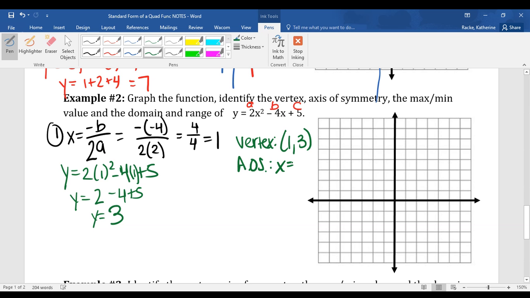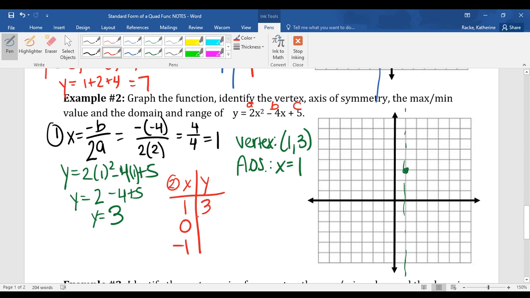is x equals 1. Okay, so let's go ahead and point that. 1, 3. Axis of symmetry here. It is going to open up because our 2x squared is positive. Let's go ahead and make our table now. So start with the point 1, 3, our vertex, and we're going to pick 2 points. Let's do less than that. So let's go 0, negative 1.